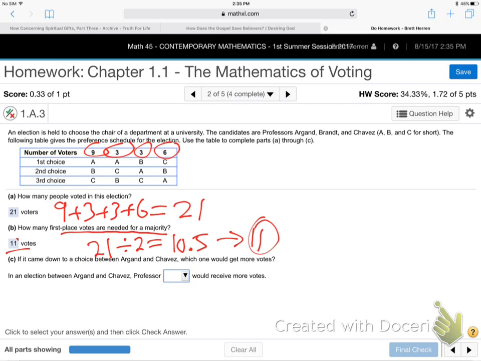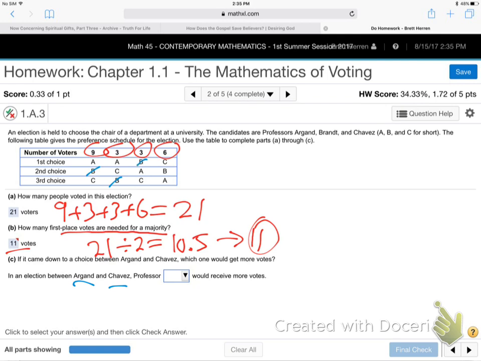That's for a majority. And then if it came down to a choice between A and C, which one would get more votes? Yeah, that's a good question. Let's do that. Some of the methods we're going to do in days to come are going to ask us to do exactly that kind of thing. So I want to get you comfortable with that. So what if it just came down to A and C? So in other words, go up to the table and just cut out.